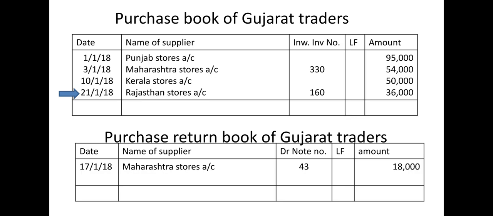Okay, so date is 21, name is Rajasthan stores, inward invoice number 160, and the amount of goods, actually it is 40,000, but there is a 10% discount, student. So 40,000 minus 10% will give you 36,000. Okay, so the transaction dated 21 is over.